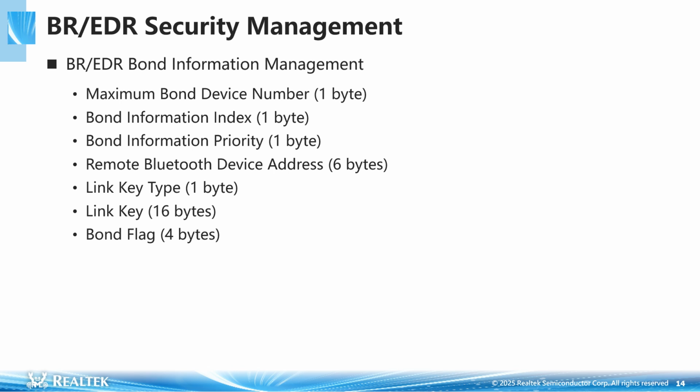If the GAP auth bond bonding flag has been set in authentication requirements, the application should manage the bond information of paired devices. The application can manage bond information using the implementation in the BR/EDR host. The maximum bond device number means the maximum bonded device number. The contents of bond information in the BR/EDR host for each bonded device are bond information index, bond information priority, remote Bluetooth device address, link key type, link key, and bond flag.